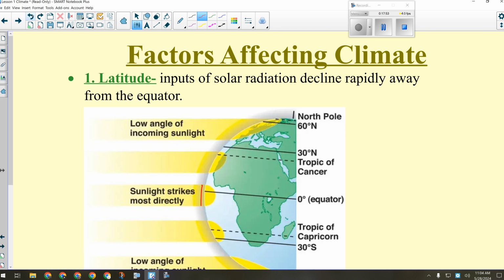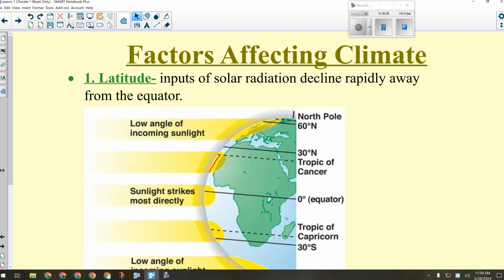because the Earth is round, P.S., the world is round, that same amount of light is now over a larger area. So same amount of energy, but now it's spread out over a bigger area. That means it's less intense. And then you have less energy per square meter striking the Earth. That means it's going to be colder.